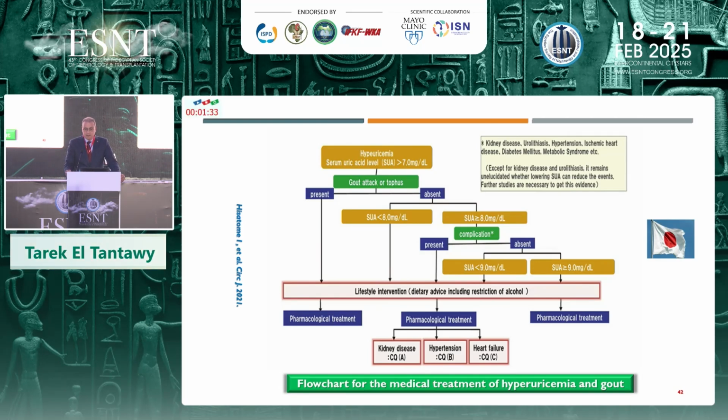On the other side, if the patient is asymptomatic, I mean no gout, and the serum uric acid is less than 8, you have to go to lifestyle. But if the serum uric acid is more than 8 with other comorbidities like kidney disease, diabetes, or heart failure, you can go to lifestyle and treatment. If these comorbidities are absent, they give treatment only for serum uric acid more than 9.